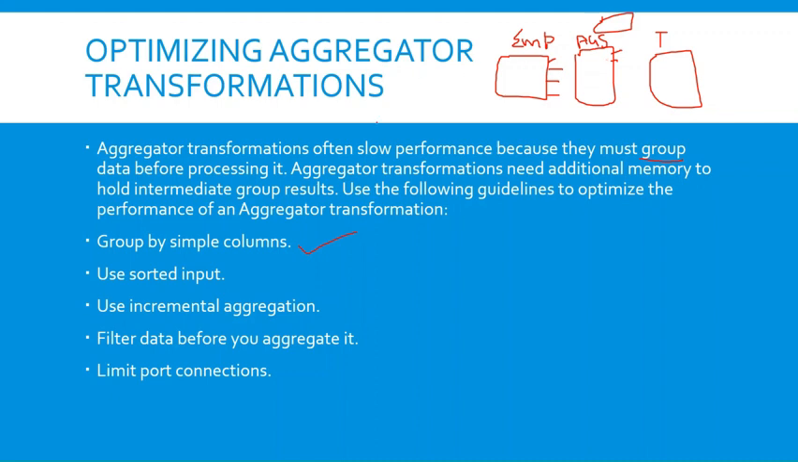Now after that, always use sorted input. If your input is not sorted, just before the aggregator you can use the sorter transformation. The sorter transformation is very much required before the aggregator, so that you can sort the data. Then it will be easy for the aggregator to read that data sequence-wise, right? So always keep in mind, if you are going to use the aggregator transformation, before the aggregator you can use one sorter transformation, correct?